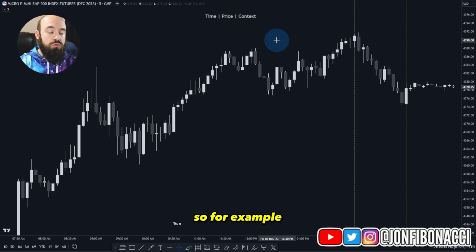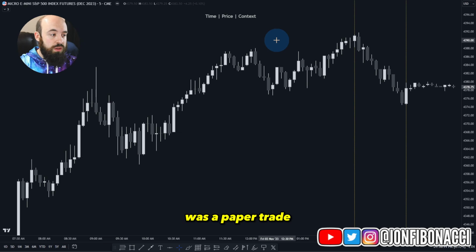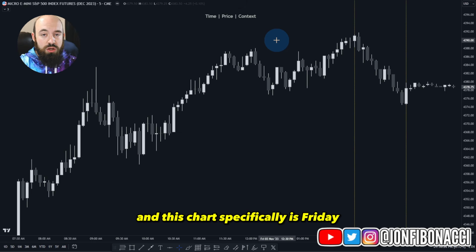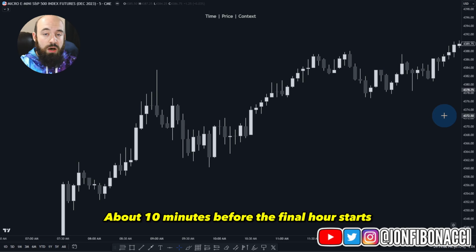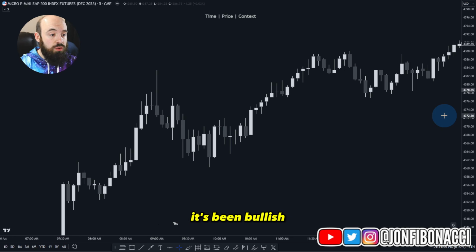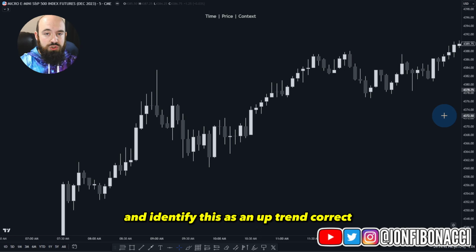So for example, in Friday's trade, okay, now, I did take this on a demo account, full disclosure, it was a paper trade. This is ES on a 5-minute time frame, and this chart specifically is Friday, November 3rd, 2023. But check this out. About 10 minutes before the final hour starts, you can clearly see on the chart what the day has been. It's been bullish. We keep seeing higher highs and higher lows. And a lot of traders would look at this and identify this as an uptrend, correct?